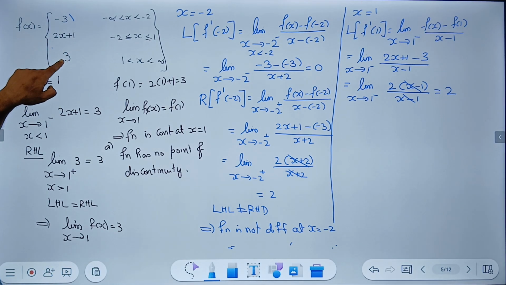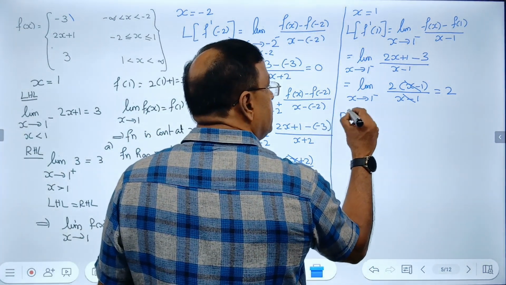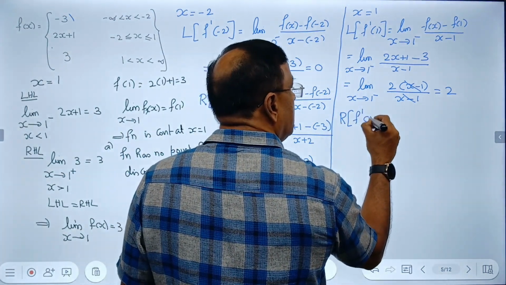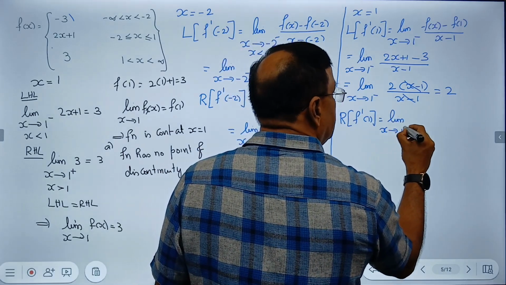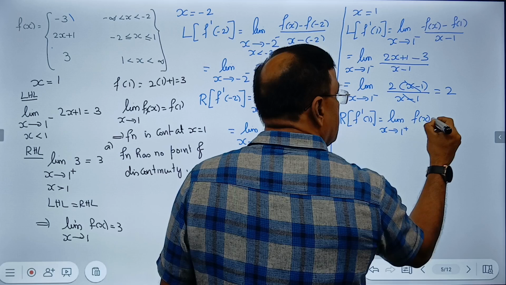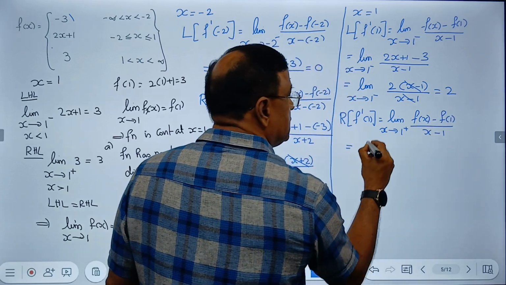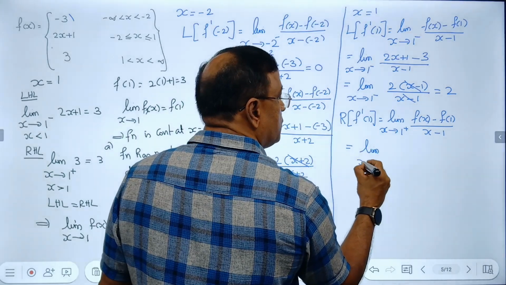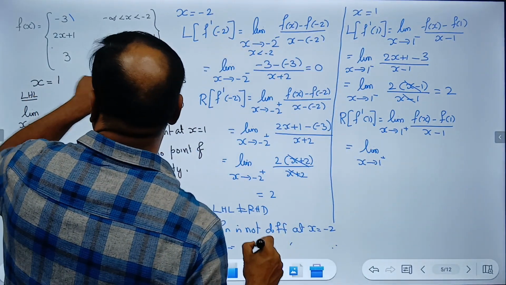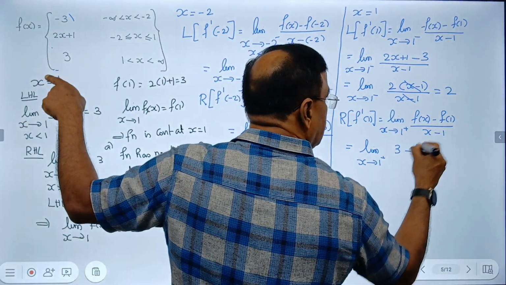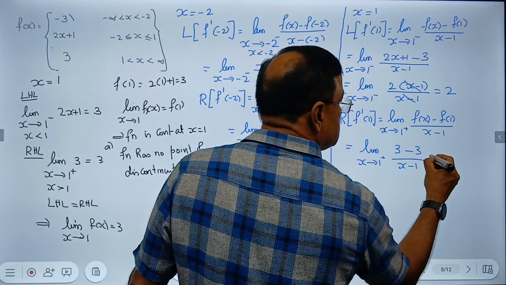Now the right hand derivative should become 0, because the differentiation of 3 is 0. Let's see that. So the right hand derivative of f dash of 1 will be limit x approaches 1 plus f of x minus f of 1 by x minus 1, which is nothing but limit x approaches 1 plus. 1 plus means greater than 1, so it has to be 3, and f of 1 is also 3, so that's great. So the answer is 0.